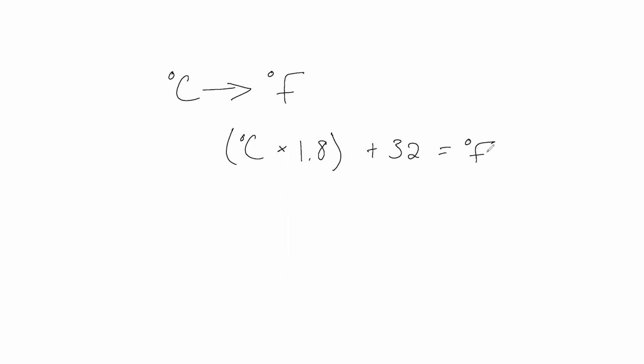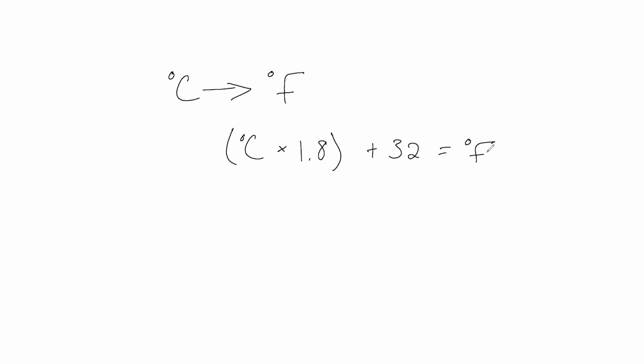Next, we're going to go from degrees Celsius to degrees Fahrenheit. So last time we took degrees Fahrenheit, subtracted 32, and then divided by 1.8. What we're going to do this time is kind of the opposite. So we're going to take our degrees Celsius, multiply it by 1.8, and then add 32 to that overall to get our degrees Fahrenheit.